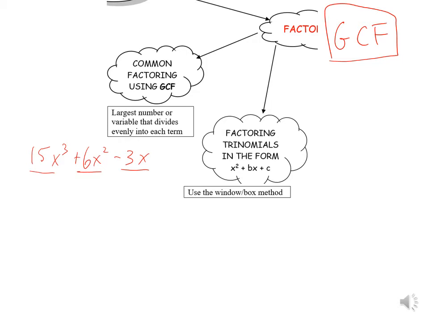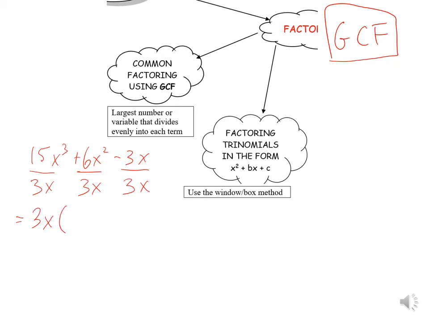So hopefully you're thinking 3. That's the biggest number that goes into all of those. Do they all have an x in them? Yes. Do they all have x squared? No. Do they all have x cubed? No. So the largest power of x we can take out is just a 3x. Do not forget, your common factor that you divide by always goes out front.